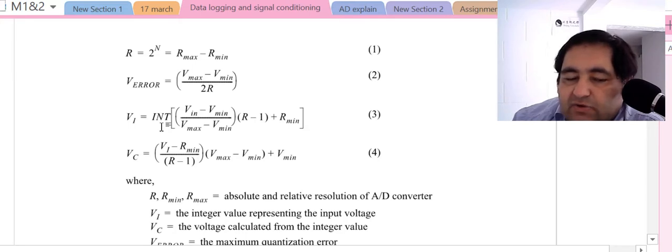That means that we just look at the integer number that we're finding. And then we said if we have a digit, then we can put the digit here, minus R min over R minus 1, times V max minus V min plus V min. So it's the formula that actually helps me work out, for any digit, how much the assigned value is going to be.